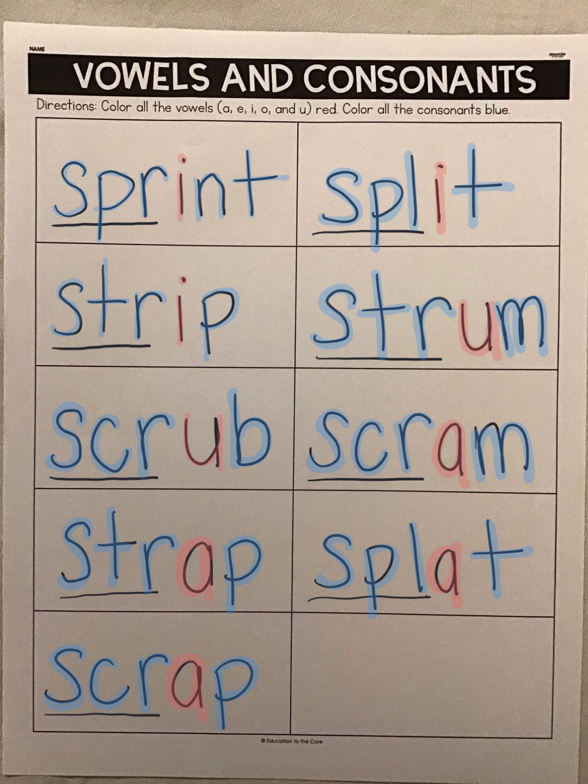Str, ut. With your pencil, write strut. Str, ut. Please underline the initial three-letter blend. With your red crayon, trace the vowel. With your blue crayon, trace the consonants S, T, R, T. Way to go. Flip your paper over.